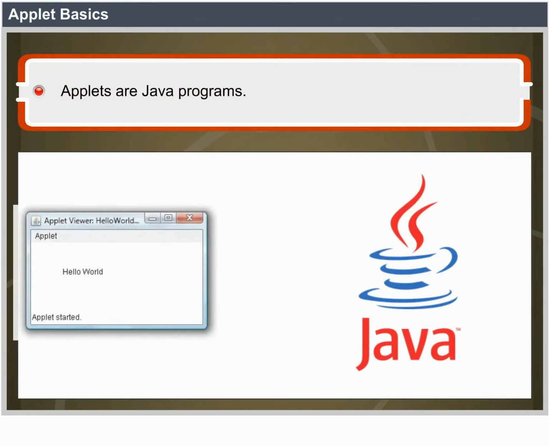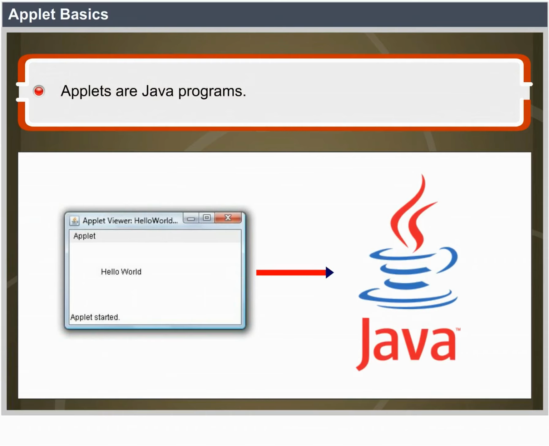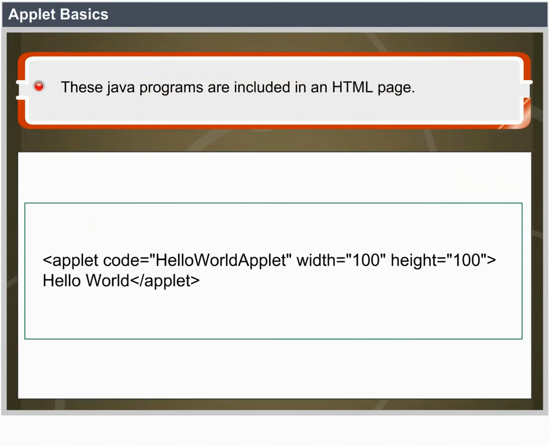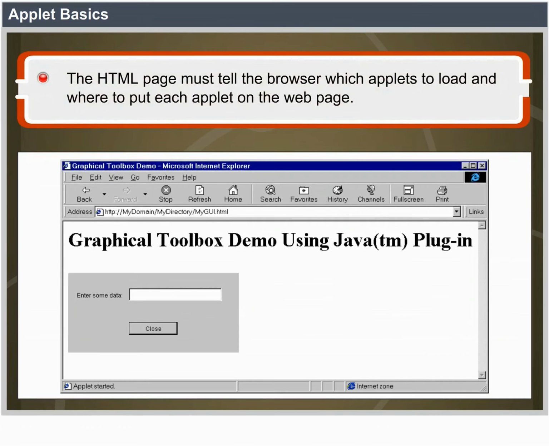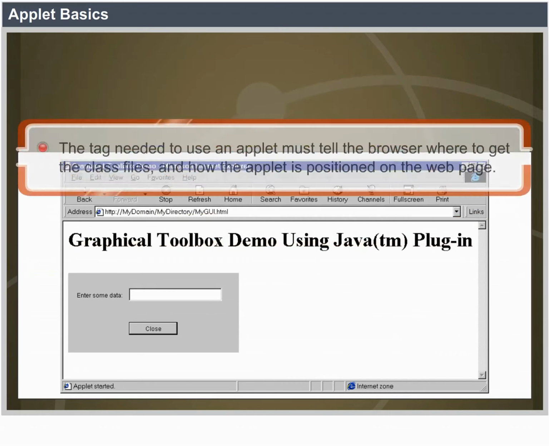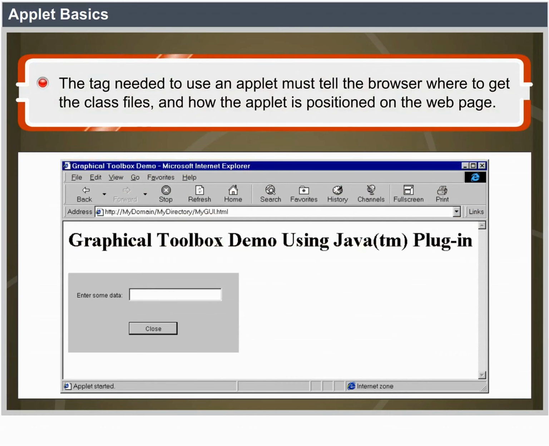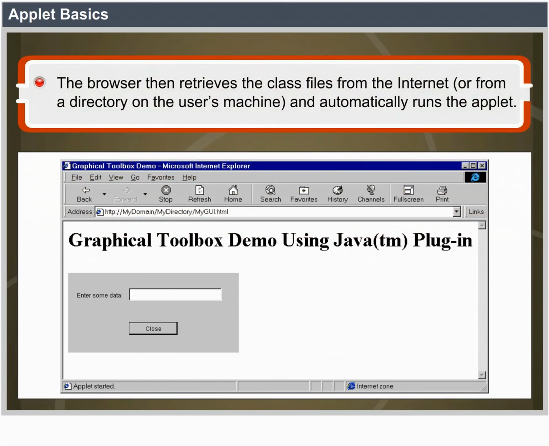Applet basics. Applets are Java programs. These Java programs are included in an HTML page. The HTML page must tell the browser which applets to load and where to put each applet on the web page. The tag needed to use an applet must tell the browser where to get the class files and how the applet is positioned on the web page. The browser then retrieves the class files from the internet and automatically runs the applet.